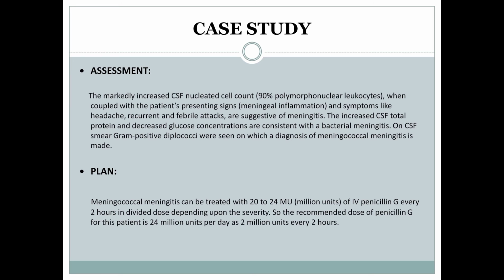Plan: meningococcal meningitis can be treated with 20 to 24 million units of IV penicillin G every 2 hours in divided doses depending upon severity. So the recommended dose of penicillin G for this patient is 24 million units per day, as 2 million units every 2 hours. Thank you.